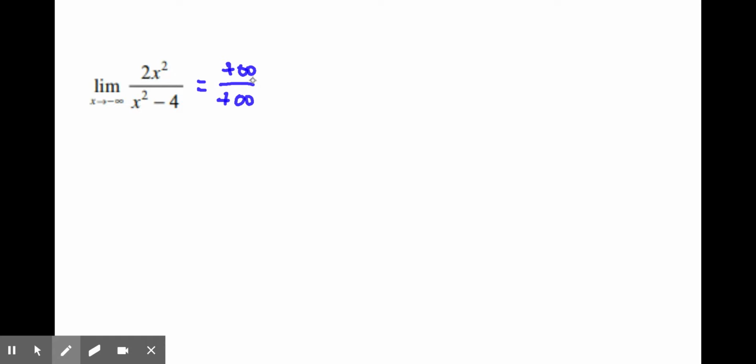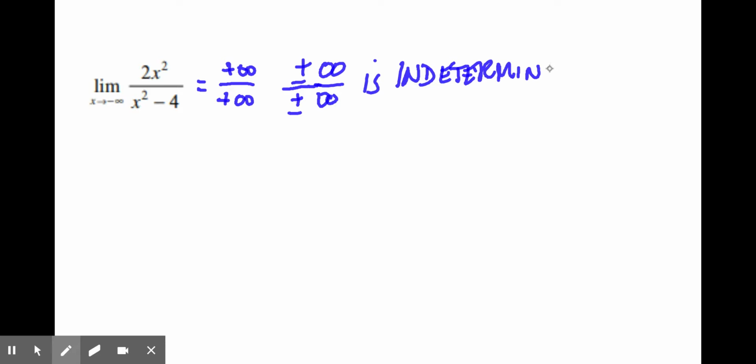So I have infinity over infinity. Infinity over infinity of any type, positive or negative, in both the numerator and the denominator, is indeterminate. Okay? It's an indeterminate form. Like 0 over 0. This is our second indeterminate form. And you can understand why it might be indeterminate. At least I hope you can.